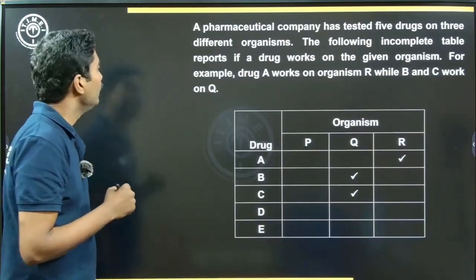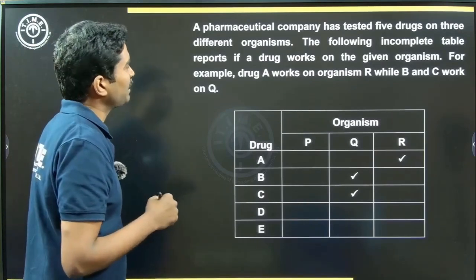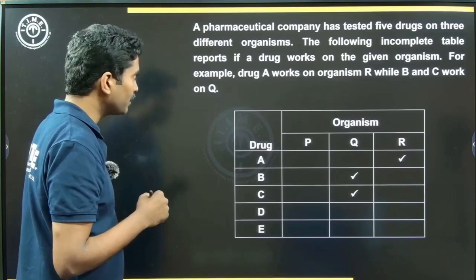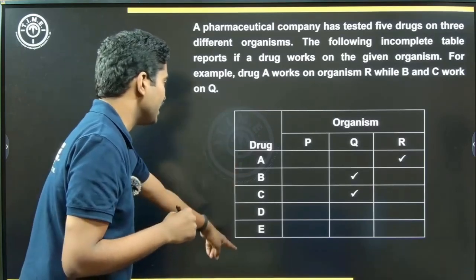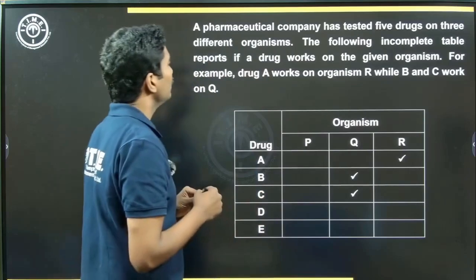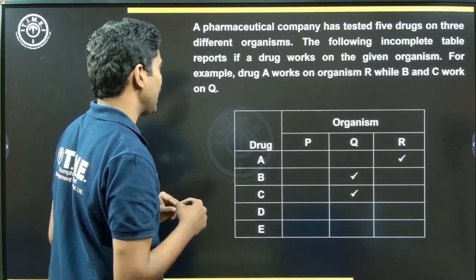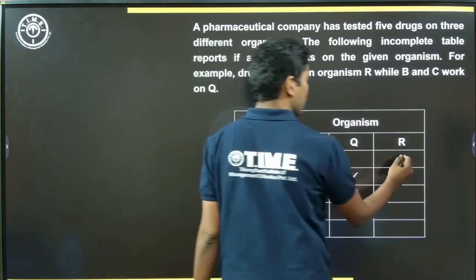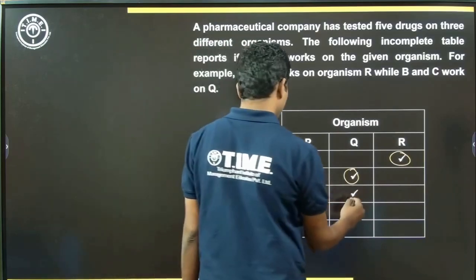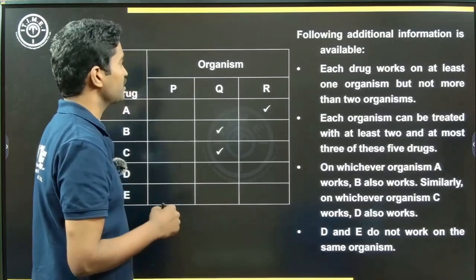Next question. Okay, this is a set, comprehension based. A pharmaceutical company has tested 5 drugs on 3 different organisms. All right. These are drugs A, B, C, D, E. They're tested on organisms P, Q, and R. All right. If a drug works on the given organism or not. For example, drug A works on organism R, while B works on Q and C works on R. All right. We have some additional information.